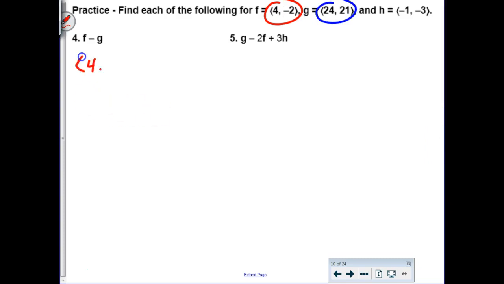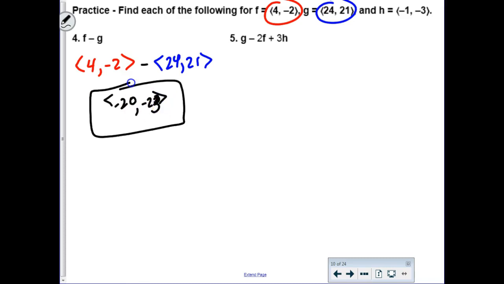So f minus g, in that exact order, produces a resultant of, let's see, 4 minus 24 is negative 20. And then negative 2 minus 21 is negative 23. Whoops, that's a 3. You can't read it though. So that's the result when you take f minus g. Not the same thing as component form of a vector with starting and ending point.